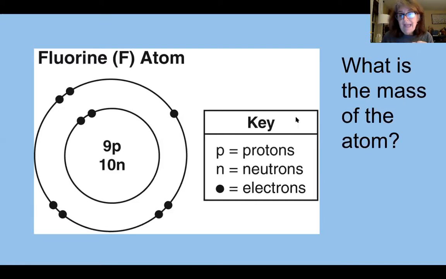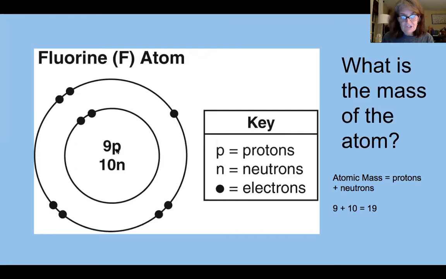So what is the mass of this atom? Well, atomic mass is, again, the weight of the nucleus, because these electrons buzzing around do not have any weight. So it's the nucleus, the 9 protons and 10 neutrons is going to be 19.